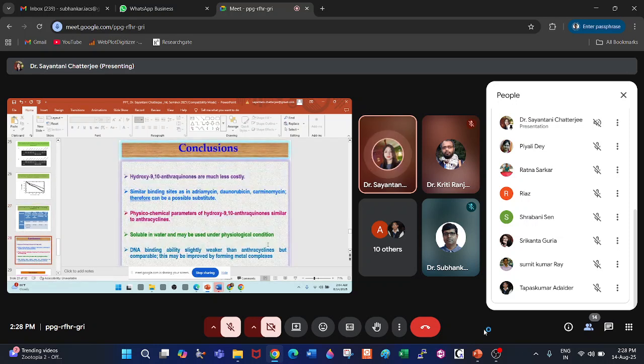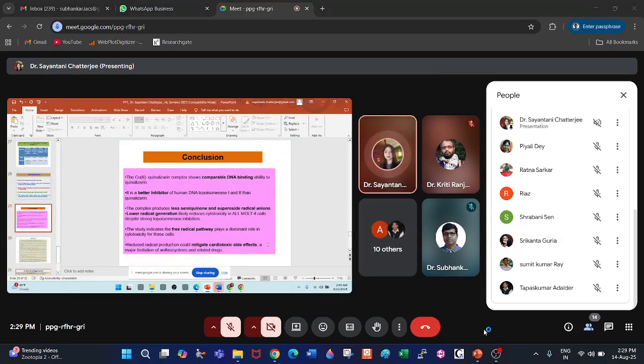And here we can conclude by summarizing the facts: hydroxy 9,10 anthraquinones are much less costly, and they have similar binding sites as that of anthracyclines, and they are soluble in water and may be used under physiological conditions. DNA binding is slightly lower, but in case of metal complex formation, it can be increased. But in our case, the copper quinalizarin complex shows comparable DNA binding ability to quinalizarin. It is a better inhibitor of human DNA topoisomerase 1 and 2 than quinalizarin.